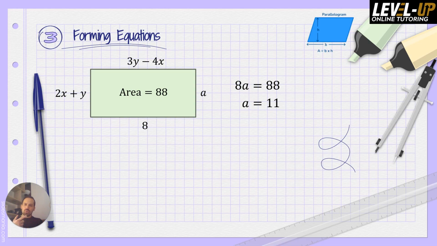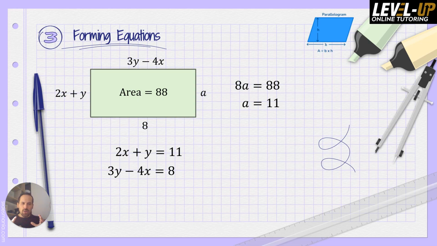Other equations we could do are equating opposite sides of the rectangle, because we know opposite sides are going to be equal to one another. So you get 2x plus y equals A, which we've already found out to be 11, and we've got 3y minus 4x is equal to 8. So you might get a geometric problem that requires you to use the properties of that shape to deduce equations like this and then try to solve those equations.